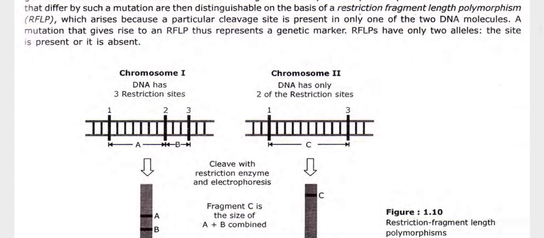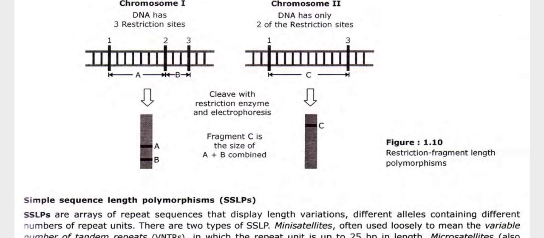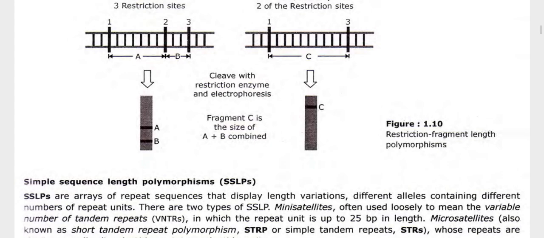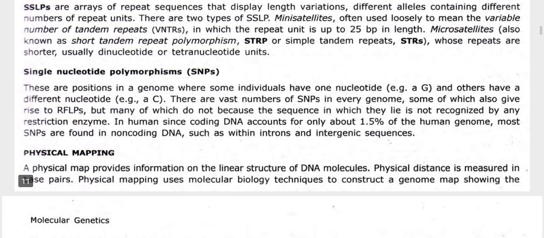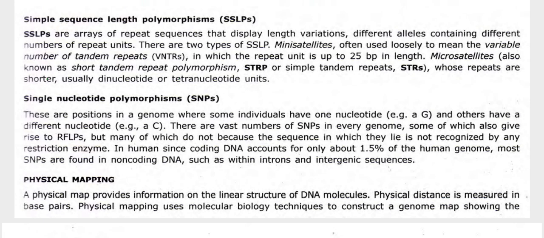Chromosome 1 DNA has 3 restriction sites. Chromosome 2 DNA has only 2 of the restriction sites. Then cleavage with restriction enzyme and electrophoresis. Fragment C is the size of A plus B combined. That covers restriction fragment length polymorphisms. Next, simple sequence length polymorphisms or SSLPs.